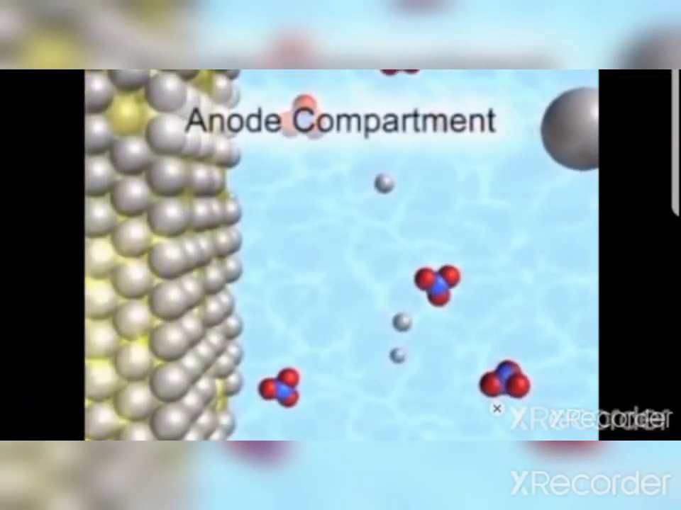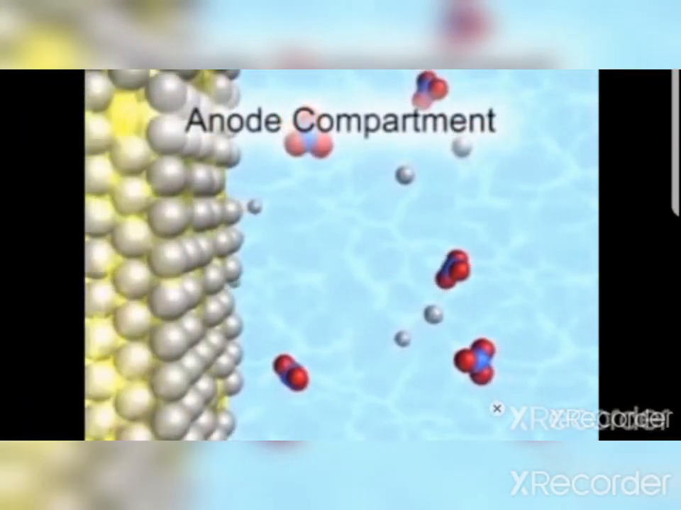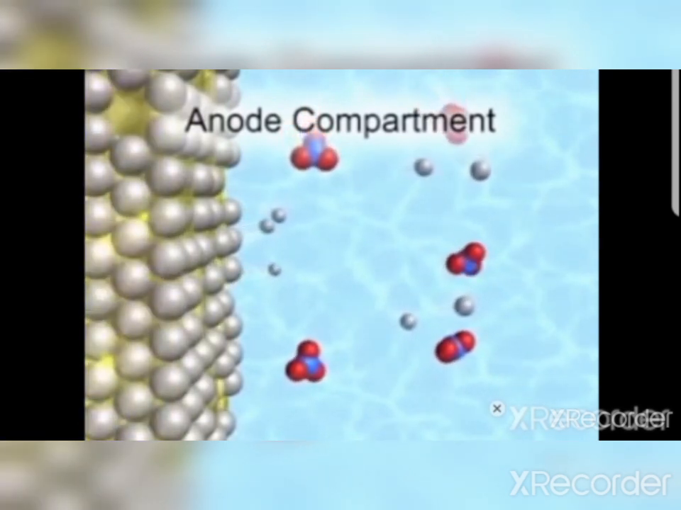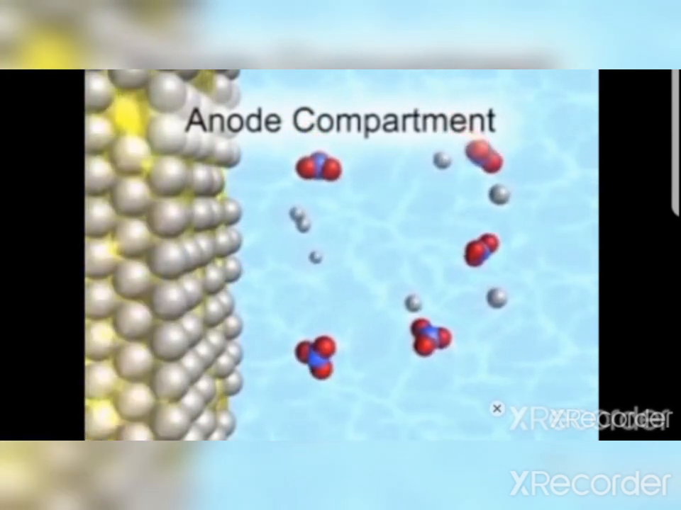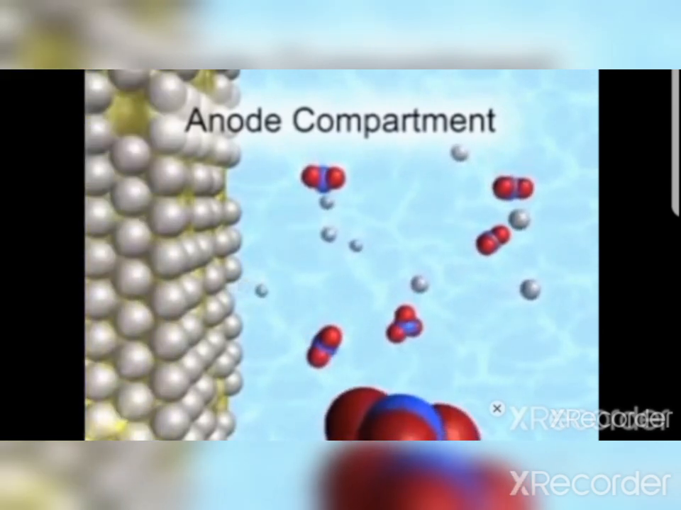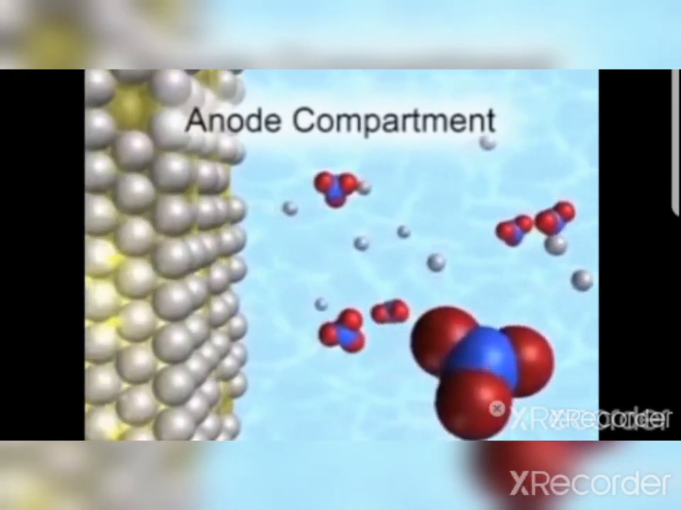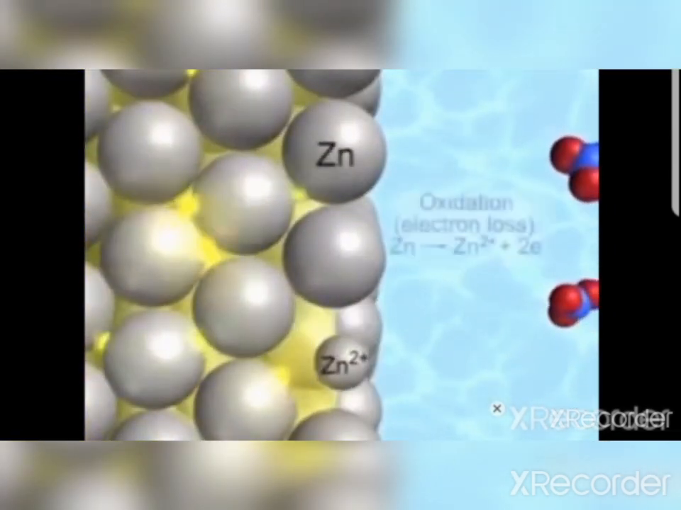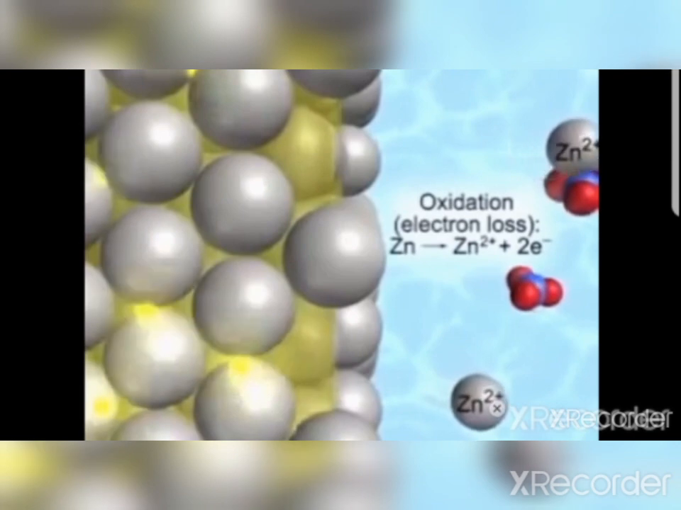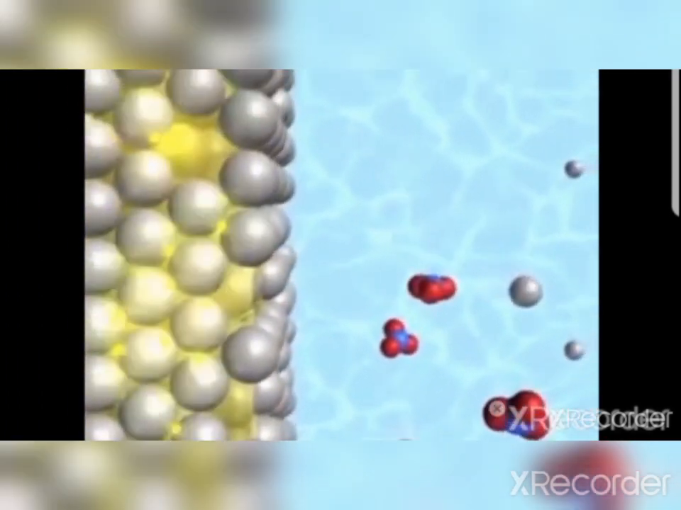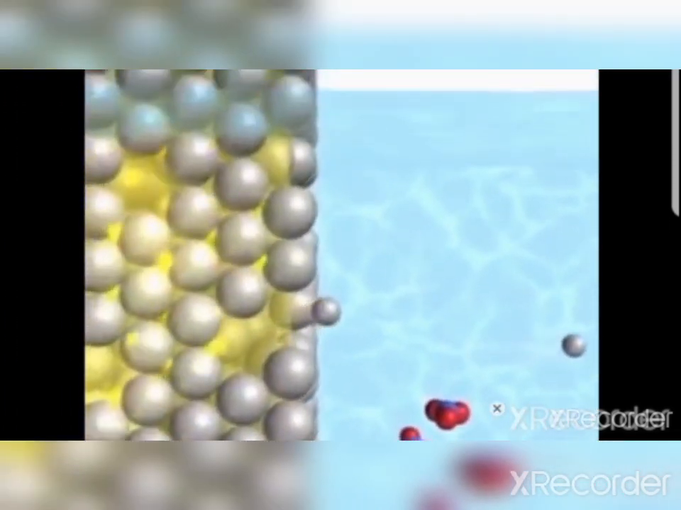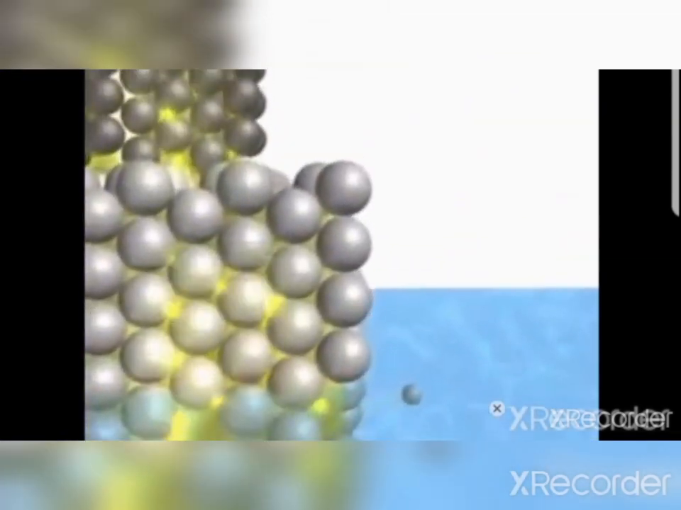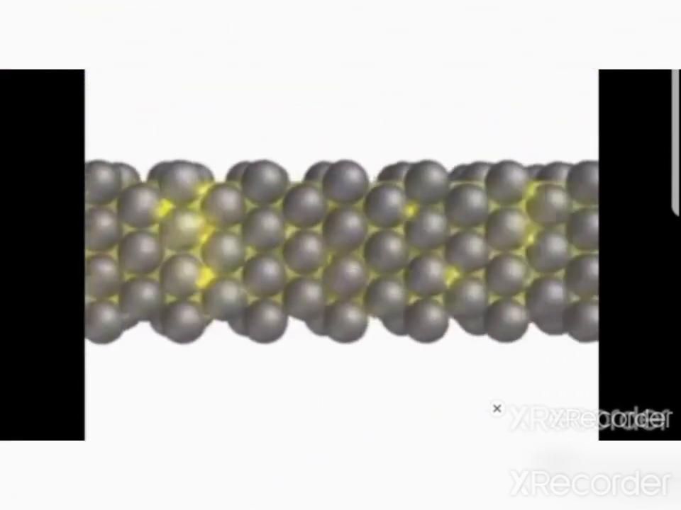Let's zoom into the atomic scale and see how this cell operates. Here at the anode, the site of oxidation, the zinc metal electrode is in contact with the surrounding electrolyte solution. Each zinc atom loses 2 electrons and becomes a zinc ion, which enters into the solution. The electrons given up enter the electrode and join the flow of electrons toward the external circuit.